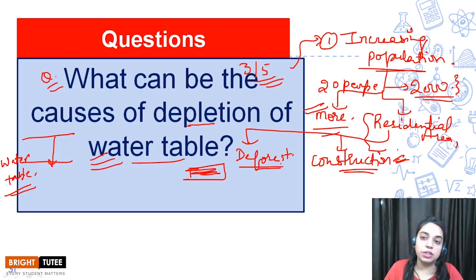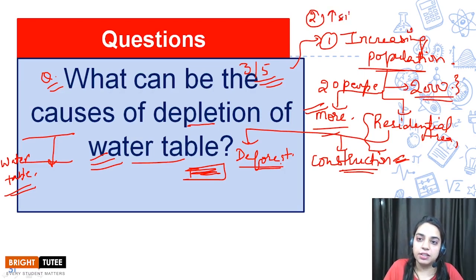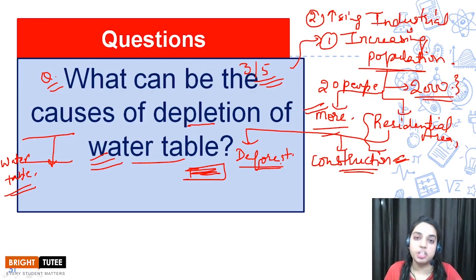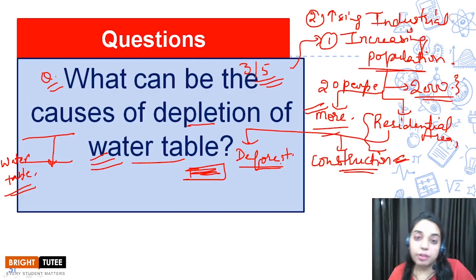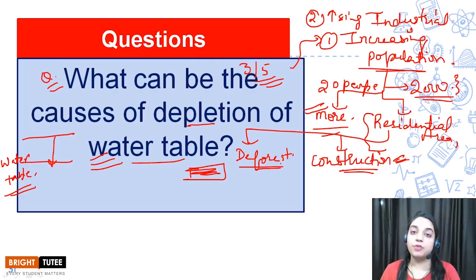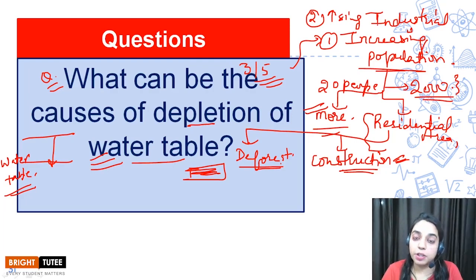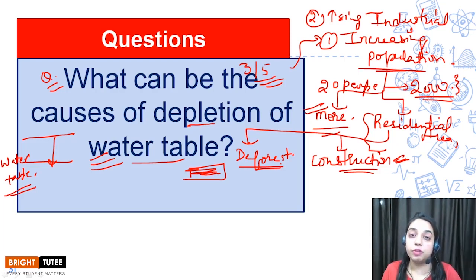Okay, then children, the next point which is responsible for water table depletion is increasing industrial activities, right children? So again, I told you that this is related to the first point, which is increasing population. When the population is increasing, the demand for industries will also rise, say for papers, for garments, right? And both these industries, paper and garment industries, require a large amount of water. Again, the water requirement for these industries will be fulfilled by harnessing groundwater, which will ultimately lead to the depletion of the water table.